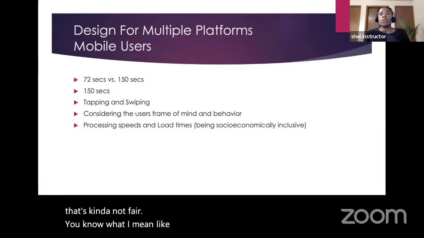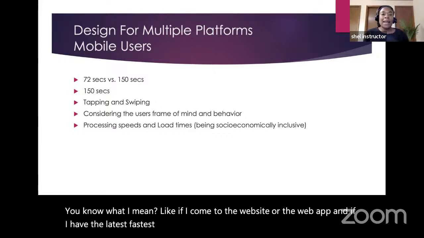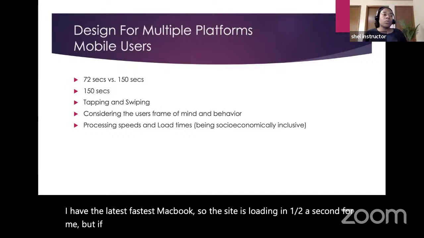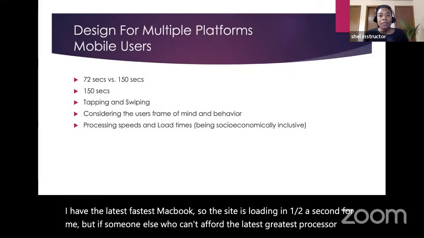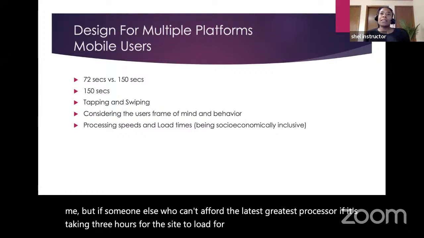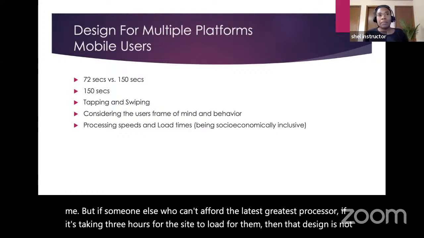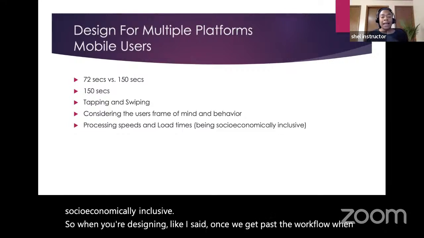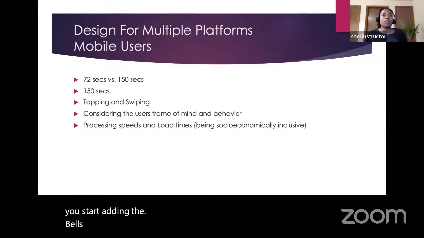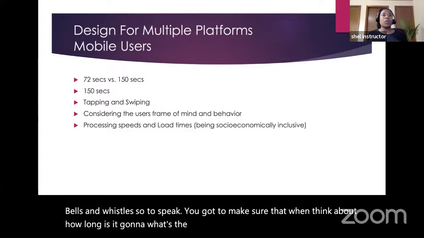If I come to the website or the web app and I have the latest, fastest MacBook, so the site is loading in half a second for me, but someone else who can't afford the latest, greatest processor, if it's taking 3 hours for the site to load for them, then that design is not socioeconomically inclusive. So when you're designing, like I said, once we get past the workflow, when you start adding the bells and whistles, so to speak, you've got to think about what's the data load?